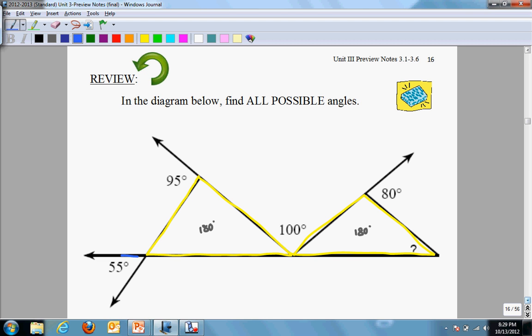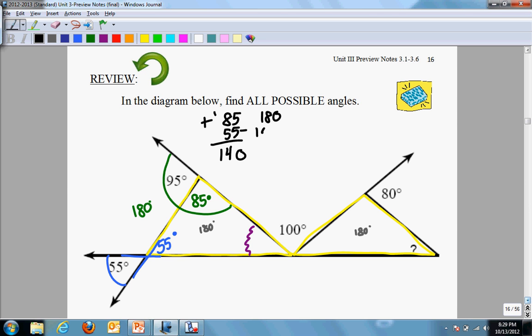The easiest thing for you to spot, hopefully, was vertical angles. So if this is 55, that's 55 degrees. And then you should also be spotting linear pairs, which add up to 180. That's 95. 95 away from 180 is going to be 85 degrees. And then to get this third angle right here, we're going to go 85 plus 55. That's 140. Take 140 away from 180, and we get this angle here is 40.